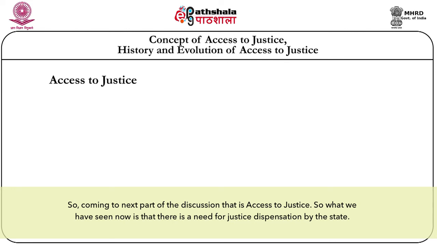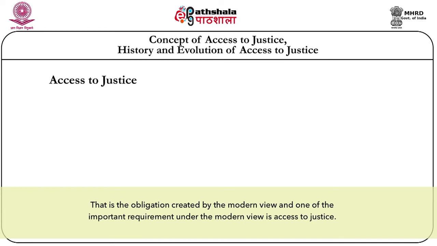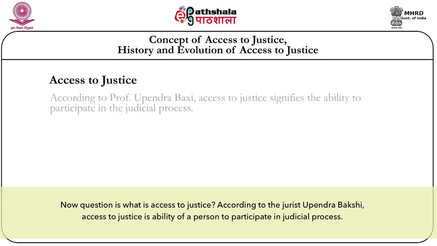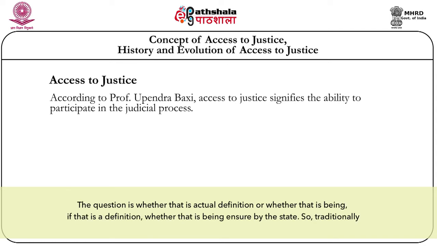So, what we have seen now is that there is a need for justice dispensation by the state, that is the obligation created by the modern view, and one of the important requirement under the modern view is access to justice. So, now question is, what is access to justice? According to the jurist Upendra Bakshi, access to justice is ability of a person to participate in judicial process. The question is whether that is actual definition, or if that is a definition, whether that is been ensured by the state.